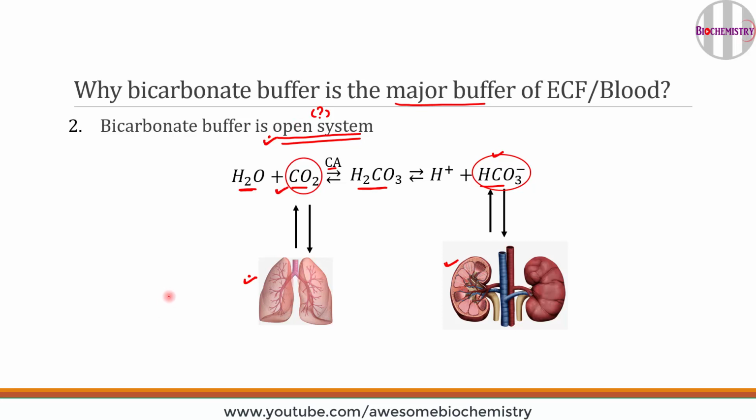In the case of a closed system, the components cannot be exchanged. For example, all other buffer mechanisms of the human body, that is phosphate buffer, protein buffer, ammonia buffer, are not in constant exchange. So they are considered closed buffer systems, whereas bicarbonate buffer is the open buffer system. These two reasons justify that bicarbonate buffer is the major buffer of extracellular fluid and blood.